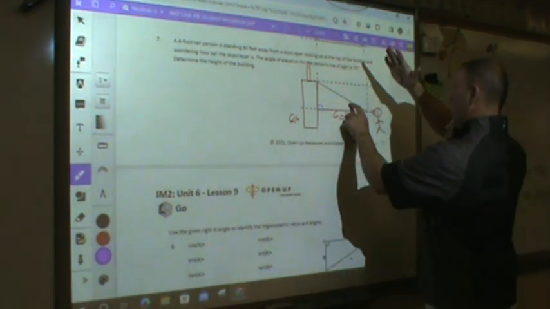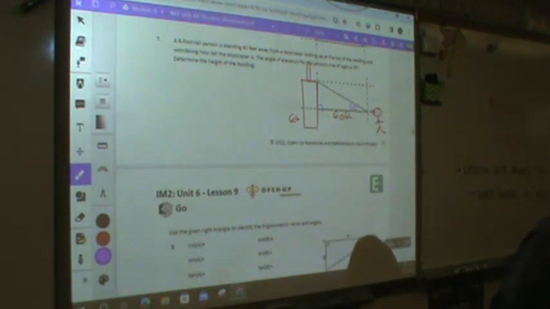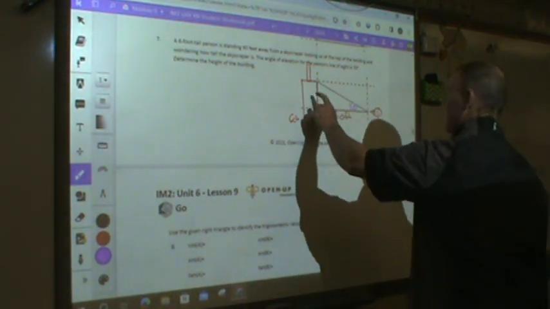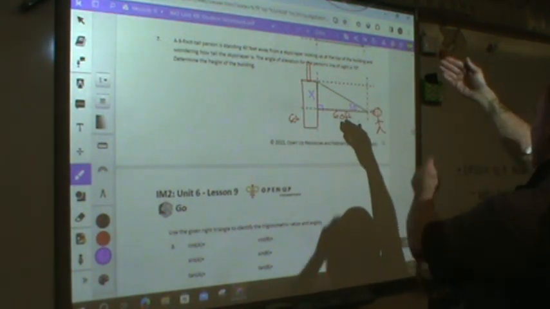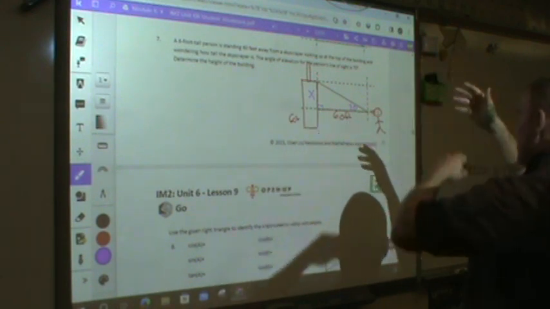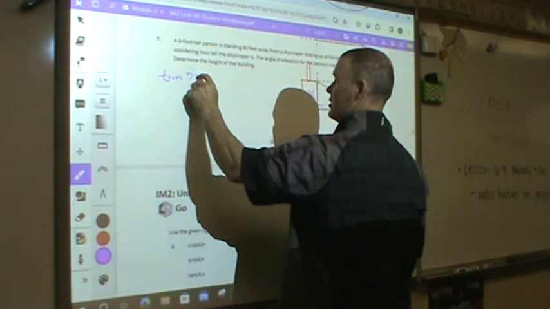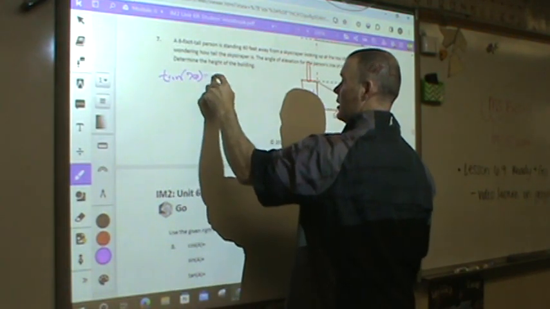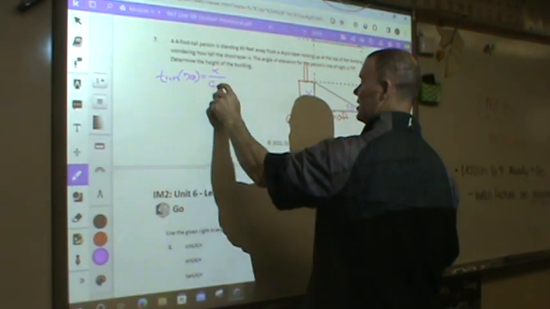Angles of elevation are up. 70 degrees is the angle inside the triangle. Determine the height of the building. Well, the height of the building is going to be my x value. I know the leg adjacent, and I want to know the opposite. So adjacent and opposite is a tangent function. So the tangent of 70 is going to be equal to opposite, x, over adjacent, which is 60.